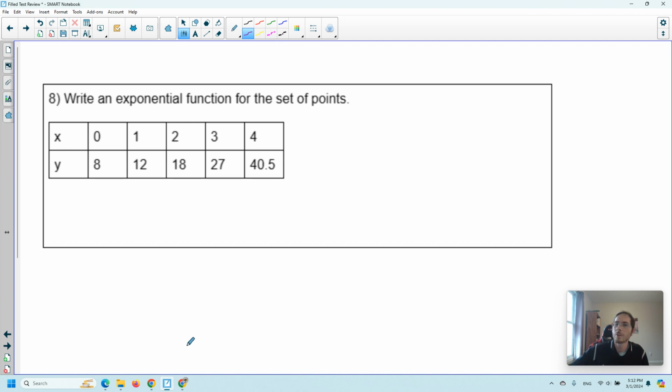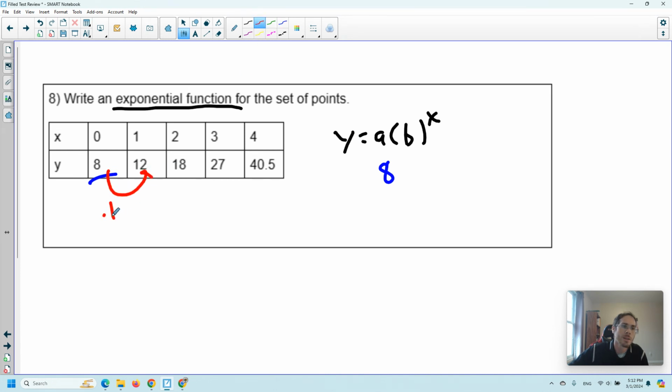For 8, write the exponential function for the set of points. So the exponential function is our equation that we've been using, y equals a times b to the x. You can use the f of x version if you want. A is always the starting value. So in this case, a is going to be 8. B is what we multiply by, so times 1.5 every time.